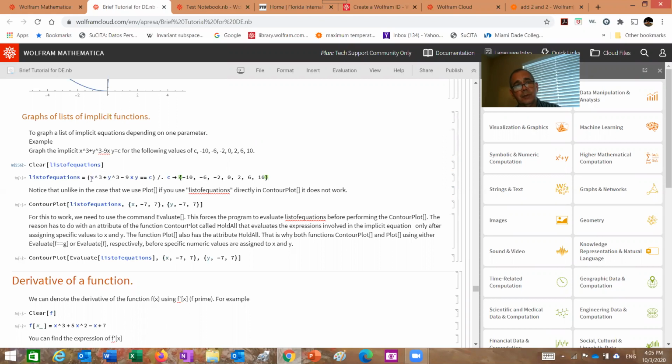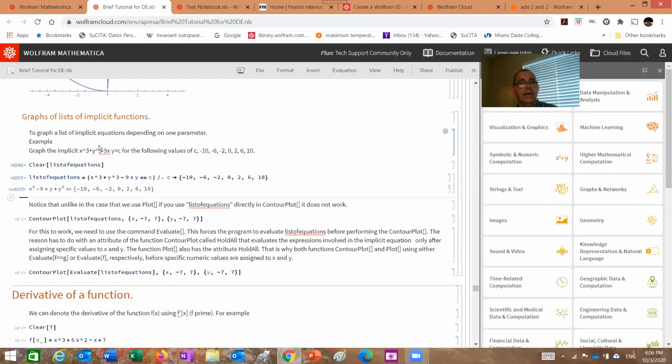The equations are going to be x to the third plus y to the third minus 9xy equals a constant c. Notice that we use the double equal sign here because it's an equation, but where we replace the c by these values, -10, -6, -2, 0, 2, 6, 10. And then we press enter, and we get that on the left side we have that expression, on the right side we have the list of possible values. Okay.